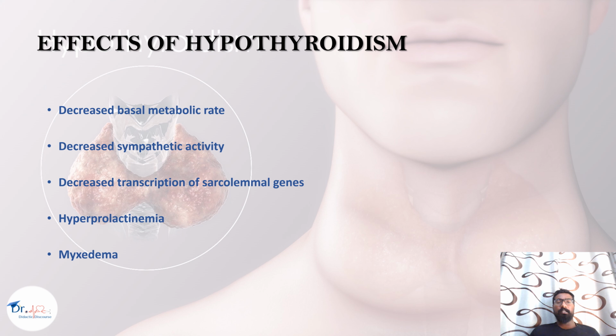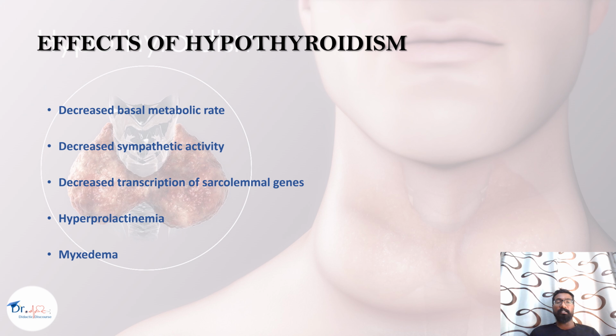So the next one is hyperprolactinemia. Coming to the hyperprolactinemia, we all know that TRH, which is secreted by the hypothalamus, is responsible for the stimulation of TSH in the thyroid gland, as well as stimulation of prolactin in the pituitary gland. Because of hyperprolactinemia, there is a suppression of follicle stimulating hormone, LH, and gonadotropin releasing hormone, and also testosterone. That results in increased breast tissue growth, which is nothing but gynecomastia in males.